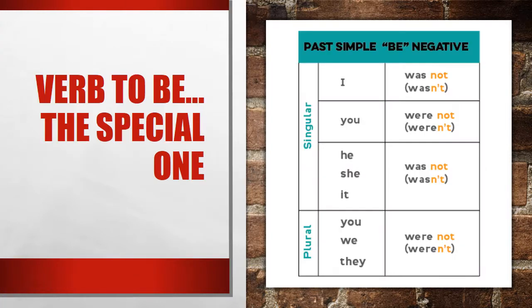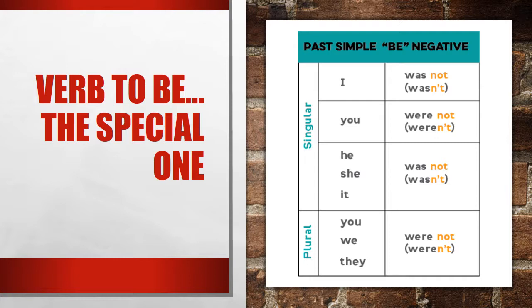Well, it's time to talk about verb to be. Remember, verb to be is always special, it's always different, and past tense, as we said in the previous video, is not an exception. Verb to be has 2 different forms in past, was and were. Now, if we want to make a sentence negative with was or with were, there is no need for an auxiliary, and that's also another difference, right?